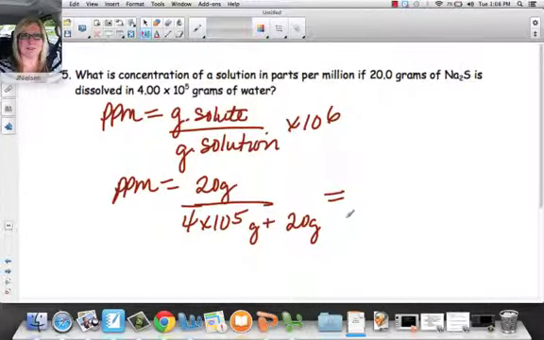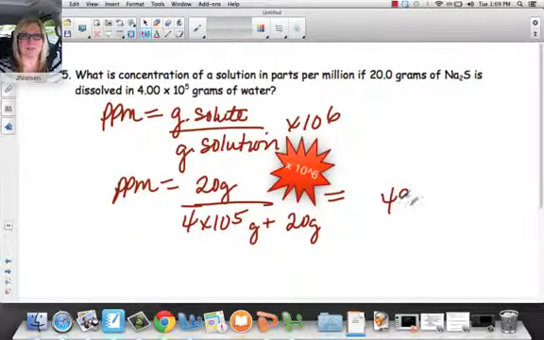So you've got 20 divided by 20 plus 4 times 10 to the 5th, times 10 to the 6th. And I get 49.99. And that's because you're dissolving an awful lot of grams in a large amount of water. And that's your answer in parts per million.